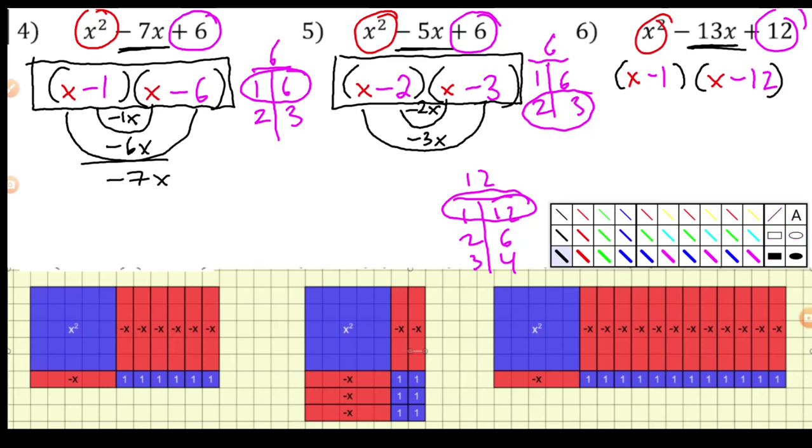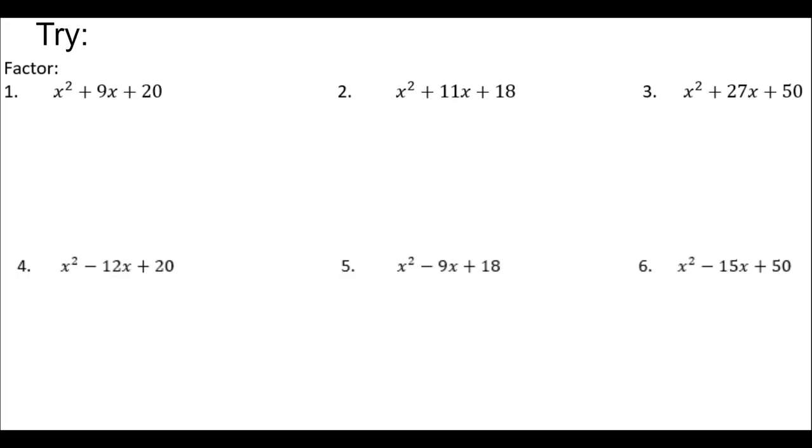So let's check that real quick. So this one will be negative 1x, and this one will be negative 12x. And that's perfect. That'll add up to negative 13. Done. So the factors for this one are going to be x minus 1 and x minus 12. We have 6 problems for you to try. Pause the video, and when you're done, or if you get stuck, resume the video to review the answers.